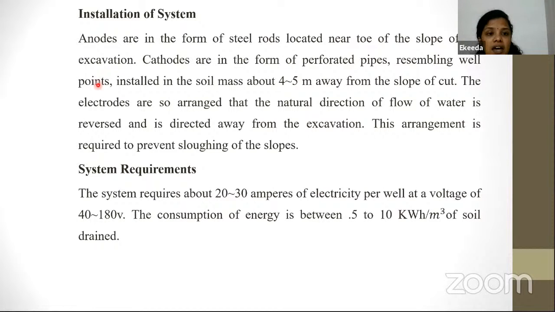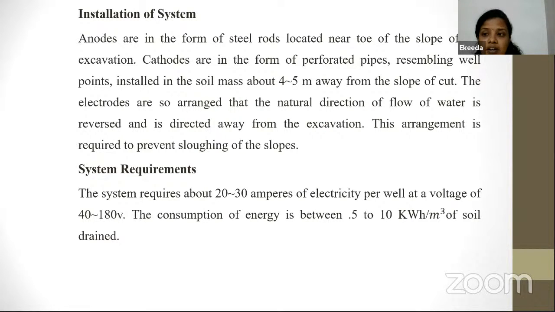Installation of system. Anodes are in the form of steel rods located near the toe of the slope of the excavation. So when you have a slope like this, near the slope, you can place this anode. Cathodes are in the form of perforated pipes, that is, open pipes, or pipes which are permeable, resembling a well point, installed in the soil mass about 4 to 5 meters away from the slope of cut.